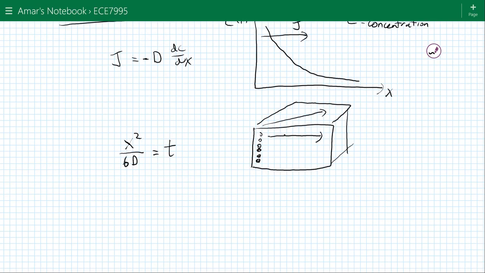So the time here is equal to x squared divided by 6d, and the distance it has to travel is the length of the cube. So this part of the equation here scales as L squared. The bottom half of the equation is constant. So the diffusion time T is proportional to length squared.